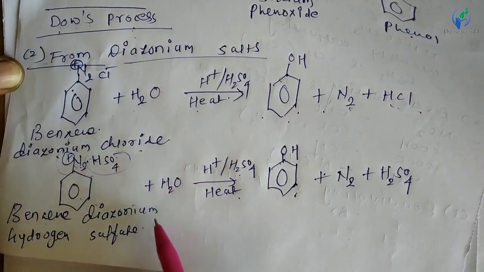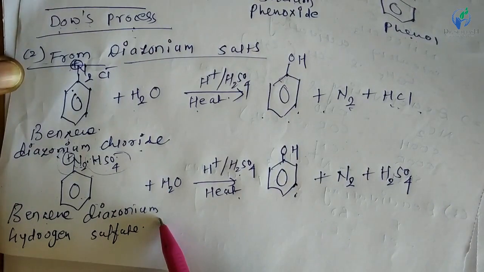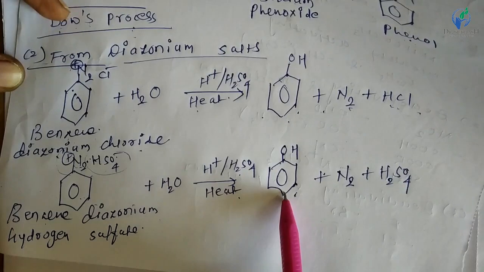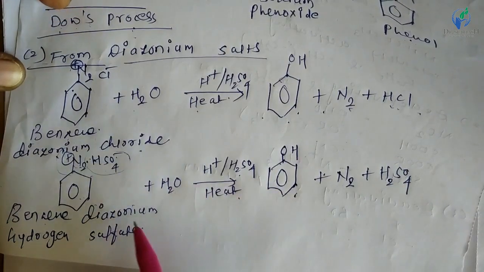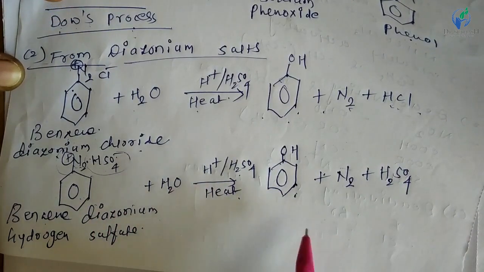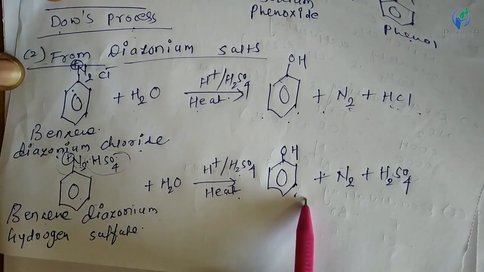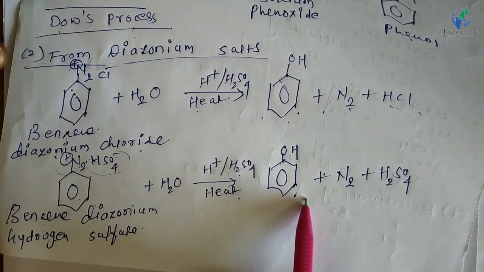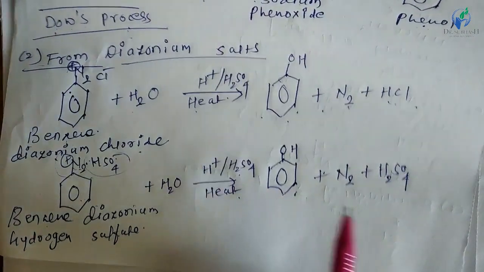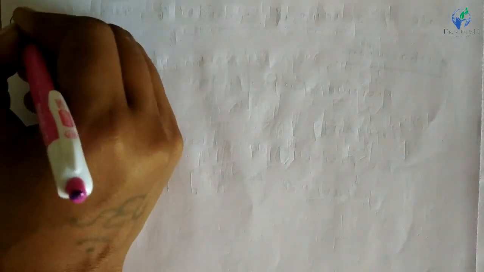So by using this process we can prepare substituted phenol also. Other groups do not get altered, so we can get the substituted phenol by using these reactions. Right. Next, third method of preparation.